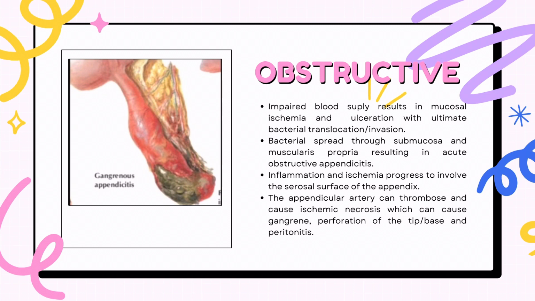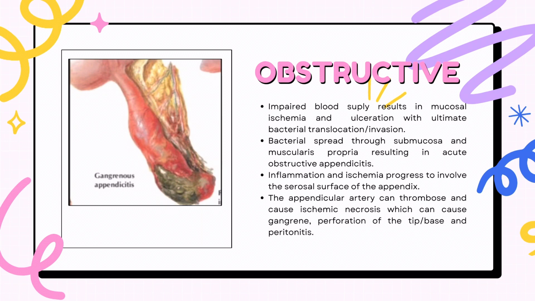The resident bacteria will also multiply rapidly, increasing the intraluminal pressure. The intraluminal pressure will eventually exceed the capillary and venous pressure. However, the arterial blood will continue to flow, thus causing vascular congestion and engorgement. The impaired blood supply results in mucosal ischemia and ulceration with ultimate bacterial translocation or invasion. The bacteria spread through the submucosa and muscularis propria, resulting in acute obstructive appendicitis.